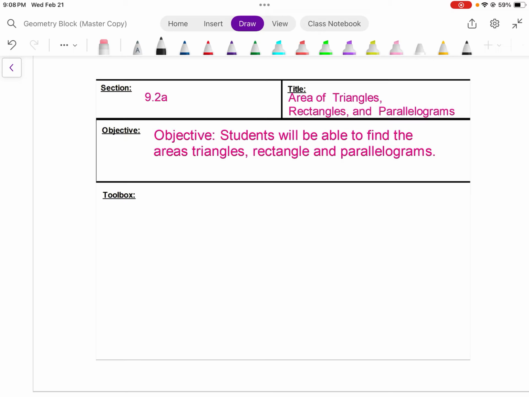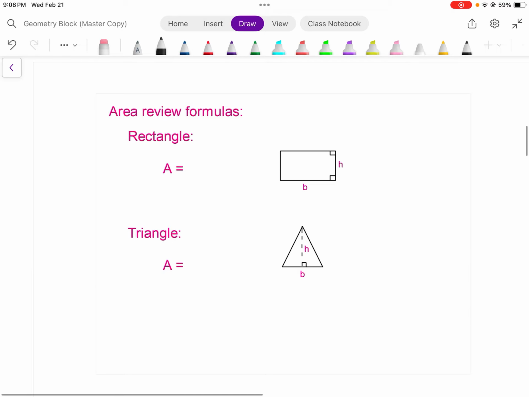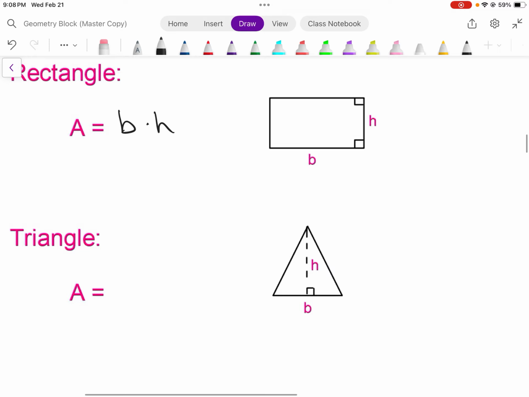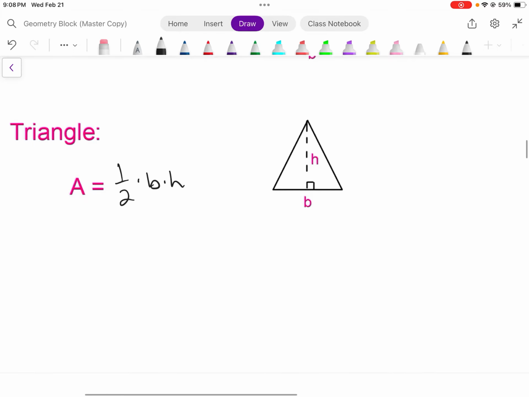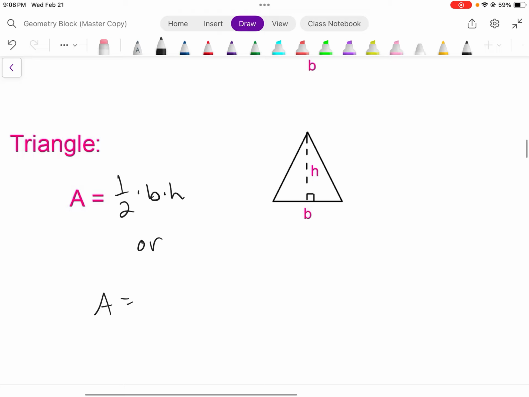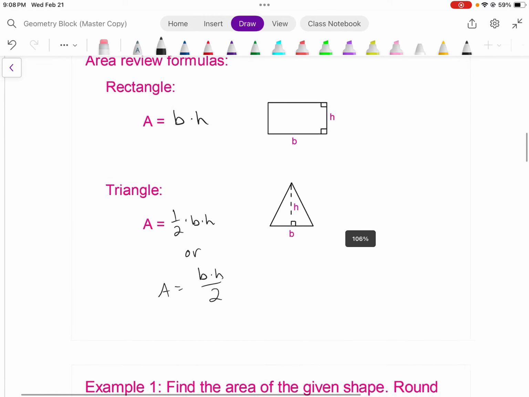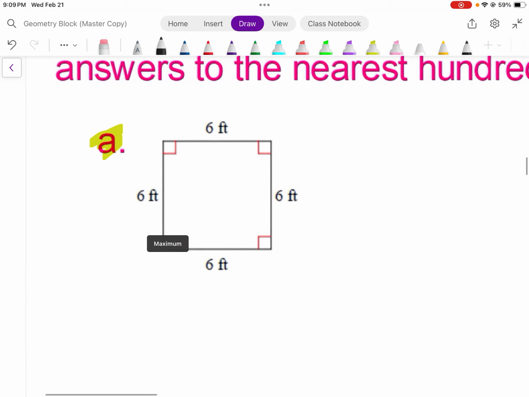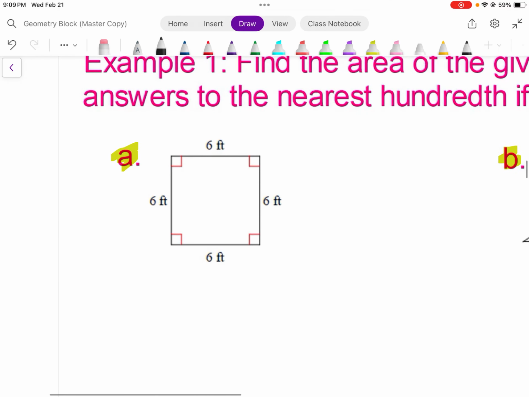Now, at this point, you guys should know how to find the area of triangles and rectangles. So just a little bit of a quick review. Formula for a rectangle: base times height. Triangles is half times base times height, or you can think of it as base times height divided by 2. Either way. We'll do one example of each, or maybe a couple of them, but I'm going to roll through them quick.